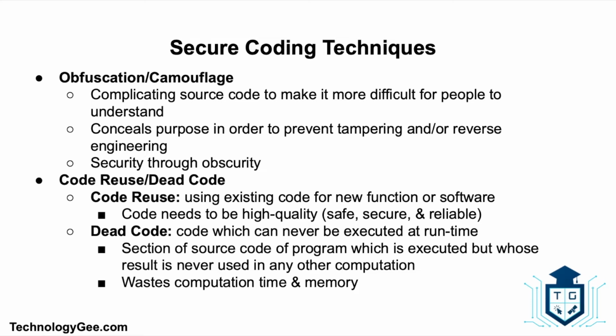Then we have code reuse and dead code. Code reuse is the practice of using existing code for a new function or software. But in order to reuse code, that code needs to be high quality, and that means it should be safe, secure, and reliable. Dead code refers to code which can never be executed at runtime. Dead code is a section in the source code of a program which is executed but whose result is never used in any other computation. The execution of dead code wastes computation time and memory.